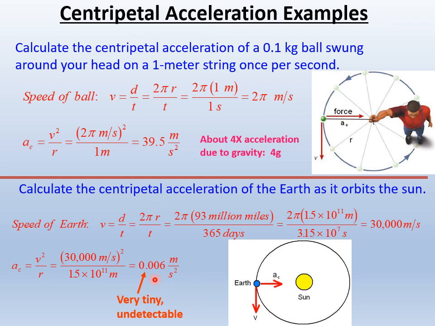The answer is 0.006 meters per second squared. This is nowhere even near 1 G, right? It's a tiny, tiny fraction of a G. In fact, it's so tiny that it's undetectable to us. We don't feel this acceleration as we're zipping around the Sun. Even though we're going 30,000 meters per second, the amount of acceleration is so tiny that we don't sense it at all.